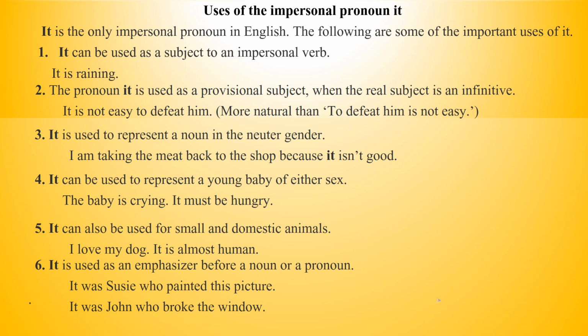Let's see more uses. It is used to represent a noun in the neuter gender. I am taking the meat back to the shop because it is not good. It can be used to represent a young baby of either sex. The baby is crying. It must be hungry. Why is it used here? Because we don't know whether the baby is male or female. It can also be used for small and domestic animals. I love my dog. It is almost human.